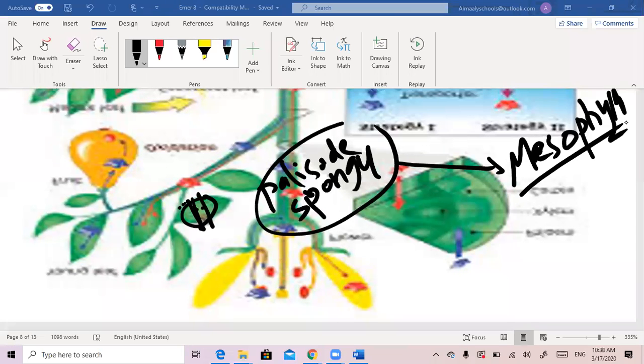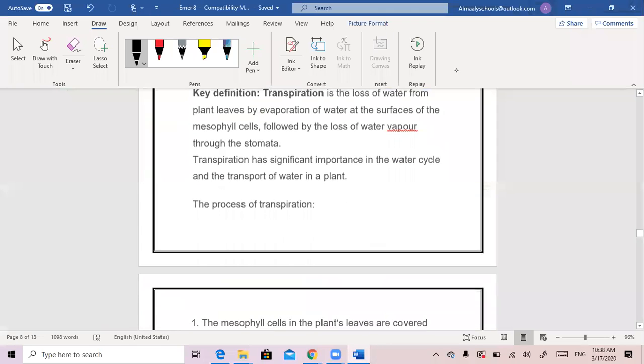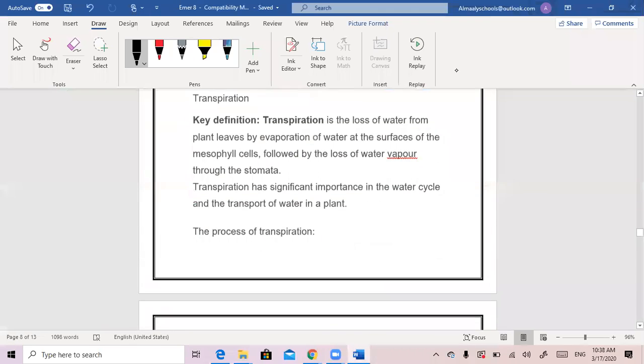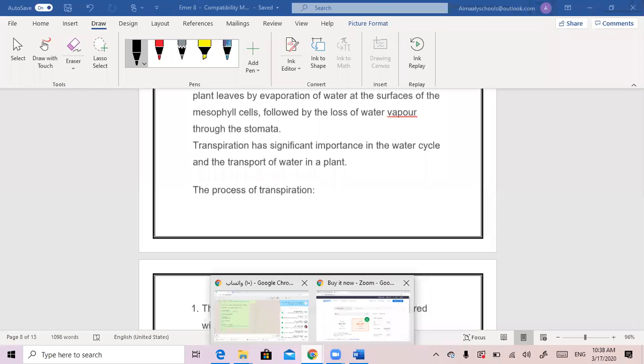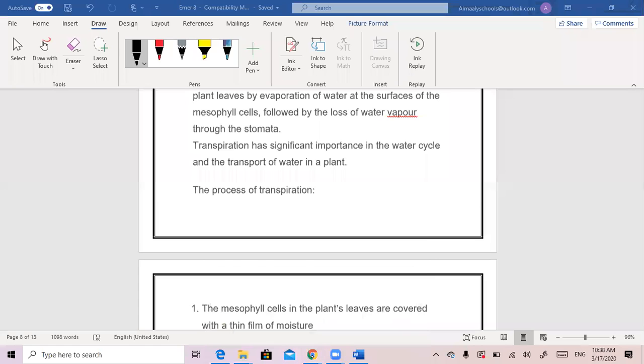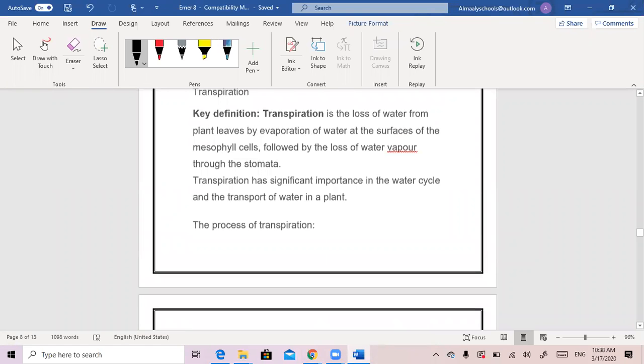So now, the transpiration is the loss of water in the form of water vapor. But what does translocation mean? It means movement. Transpiration is the loss of water from plant leaves by evaporation of water at the surfaces of the mesophyll cells, followed by loss of water vapor through the stomata.